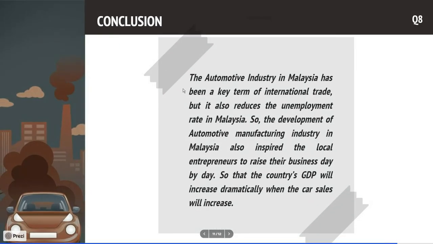Conclusion. The automotive industry in Malaysia has been a key item of international trade, and it also reduced the unemployment rate in Malaysia. So the development of the automotive manufacturing industry in Malaysia also inspired local entrepreneurs to raise their business day by day, so that the country's GDP will increase dramatically while car sales will increase.